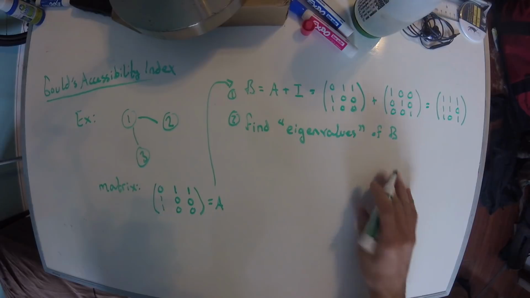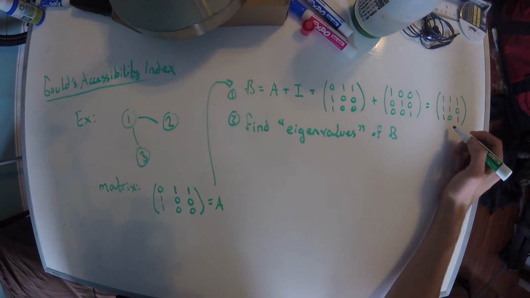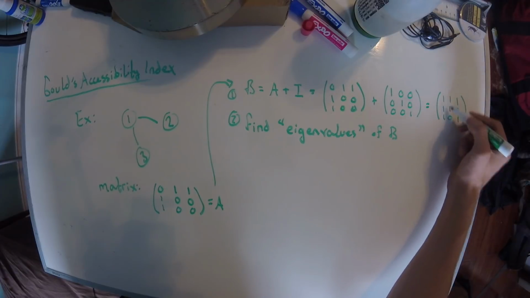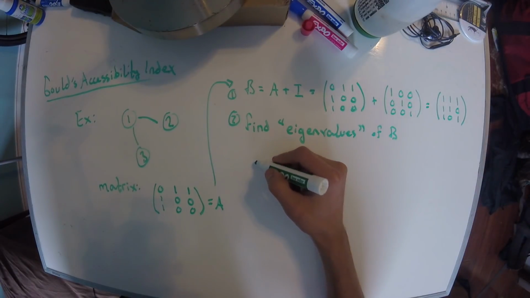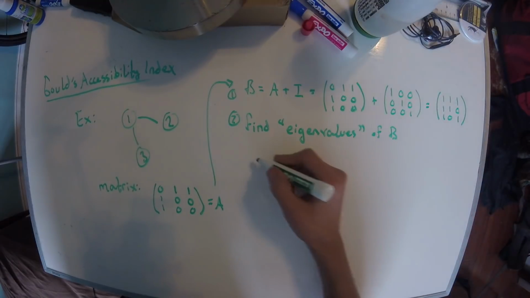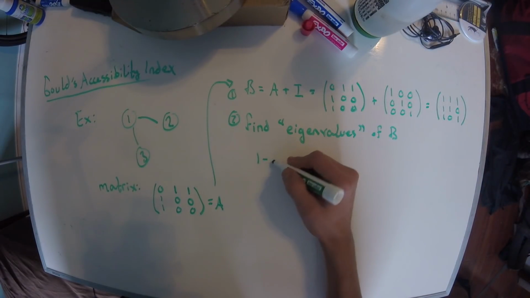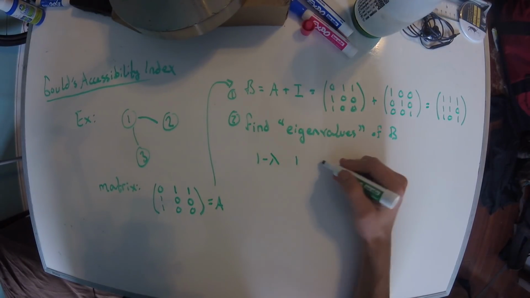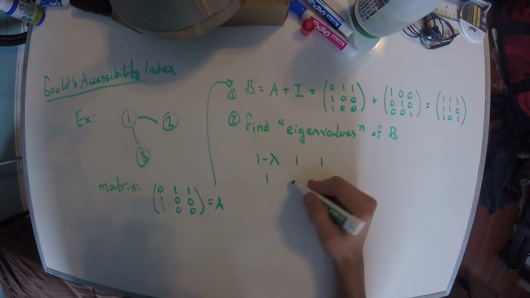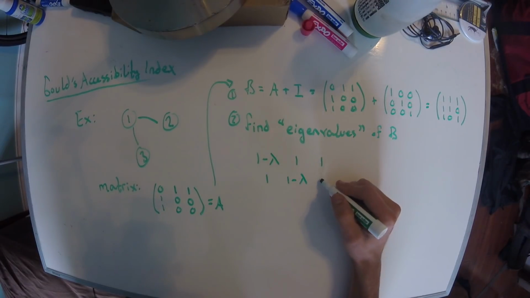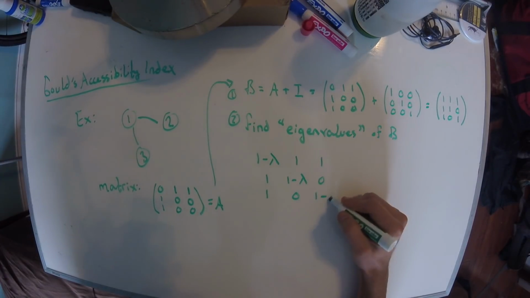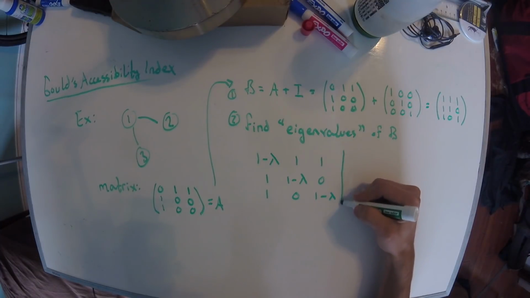Okay, so the first thing that we have to do is take B, and subtract a variable from each of the elements on the diagonal. So instead of looking like this, we're going to have 1 minus, and we'll call the variable lambda, just out of convention. 1 minus lambda, 1, 1, 1, 1 minus lambda, 0, 1, 0, 1 minus lambda. And I'm going to put these bars here.